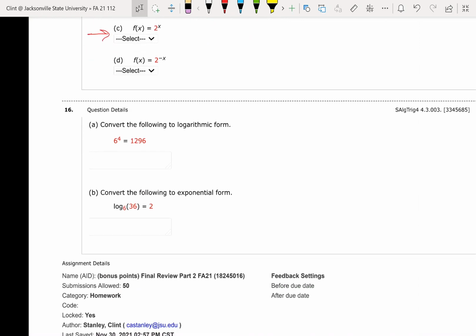And number 16 is convert the following to logarithmic form. We're not trying to calculate anything here, we're just trying to change it to logarithm form. So our base here is 6, so we're going to have log base 6 of 1296 equals the exponent. Trying to put it in logarithm form.